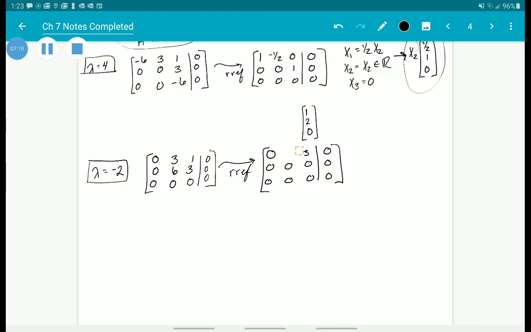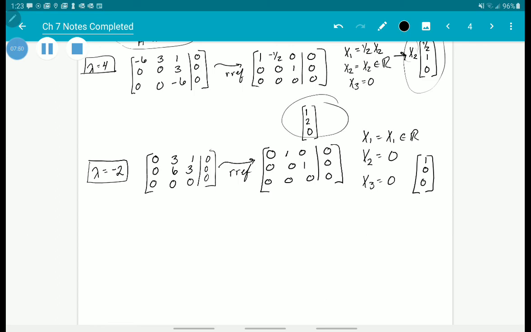All right, whoops, I made a mistake on this RREF. This is 1, 0, and then a 0, 1 here. So let's talk about what this means. This means x2 is 0 and x3 is 0. So x1 has to be a free variable. So then our eigenvector will be 1, 0, 0. So there are the two eigenvectors for the corresponding eigenvalues.